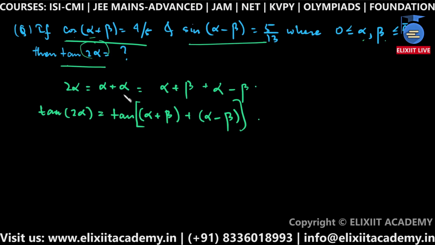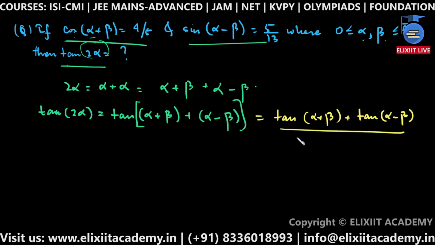Because you will say that we can simply expand this thing, tan(alpha plus beta plus alpha minus beta). You can treat this as A and treat this as B. So you can break this into tan(A plus B), that is basically tan(alpha plus beta) plus tan(alpha minus beta) upon 1 minus tan(alpha plus beta) into tan(alpha minus beta). So this is what you have ultimately, first of all.